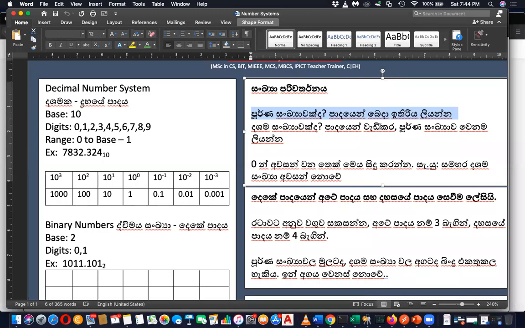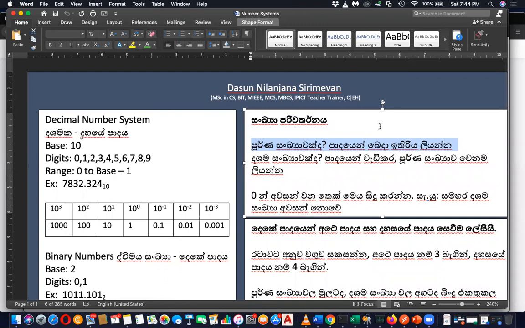Okay, guys, in the second part, let me start with the number systems. Actually, some of you, I think you have already completed this in your grade 8 or grade 10, 11, all level syllabus. But I will explain from the beginning, thinking that you have not done anything. So let me explain from the beginning.